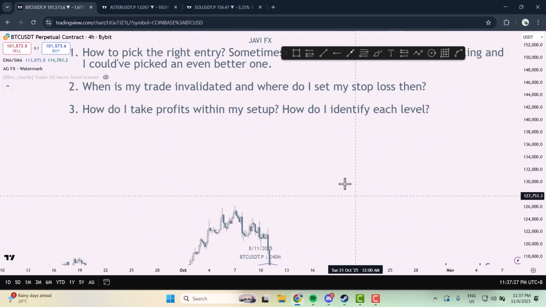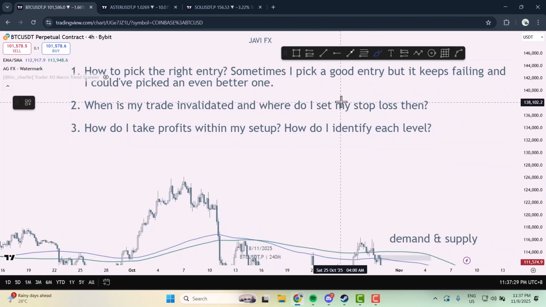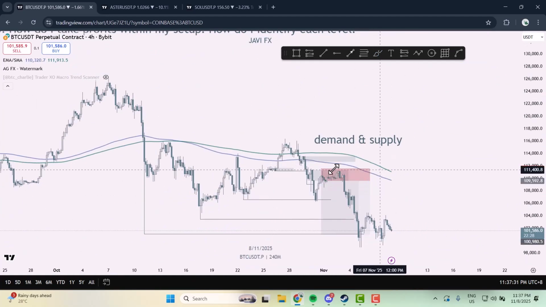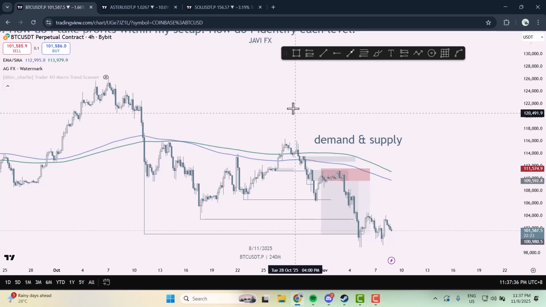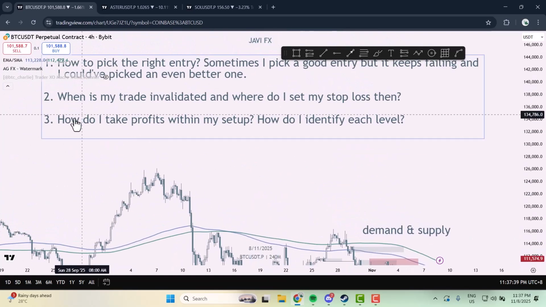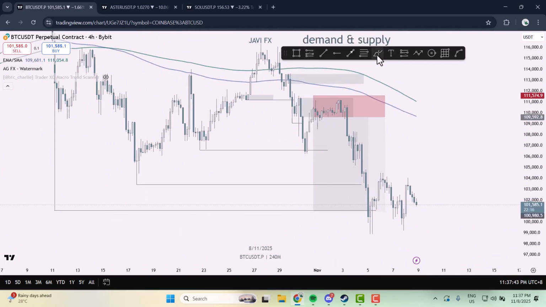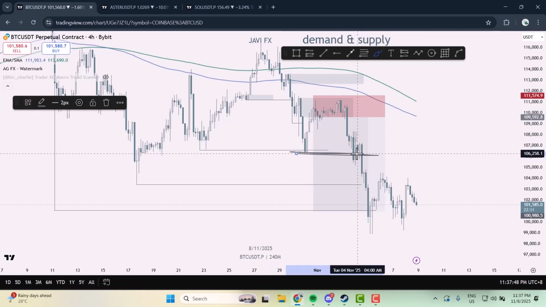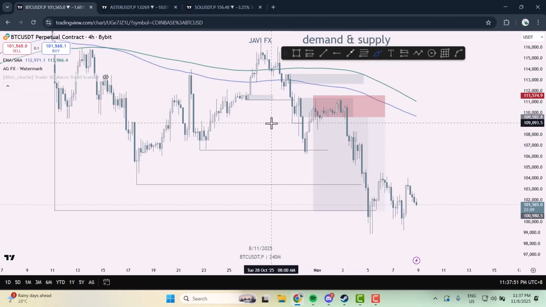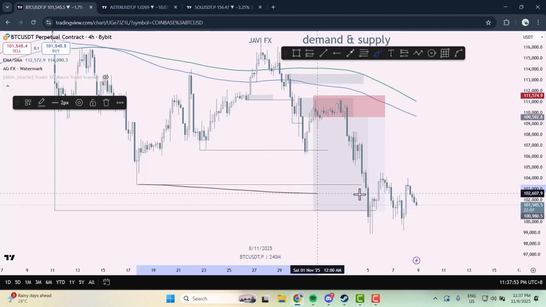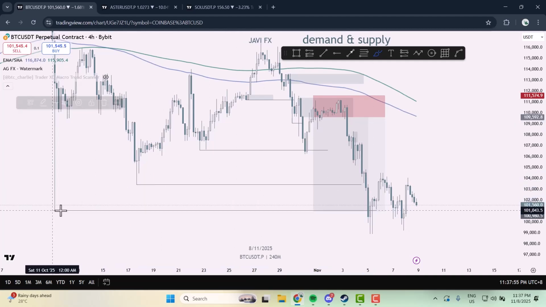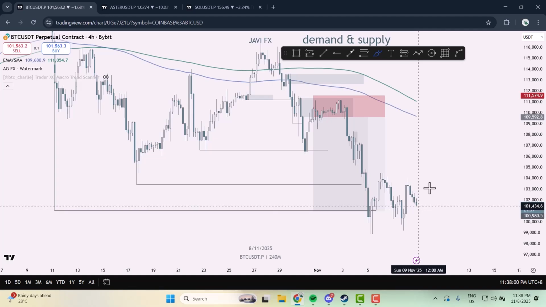So we've answered 1, 2, and 3. Supply zone, perfect. Stop loss is right above that supply zone. How do I take profits? I gave you guys a few options here. A fresh lower low is a good take profit zone. Next, liquidity points. Liquidity points could be old lows or equal lows.